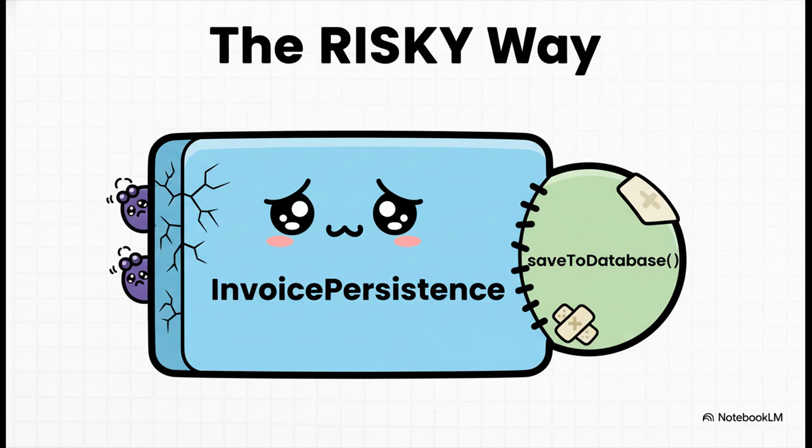And this is what that risky way looks like. See, we've just opened up our invoice persistence class and shoved in a new save-to-database method. And yeah, it'll probably work. But we've just tampered with a class that was stable and reliable. We've increased the risk of breaking the original file-saving logic by accident.